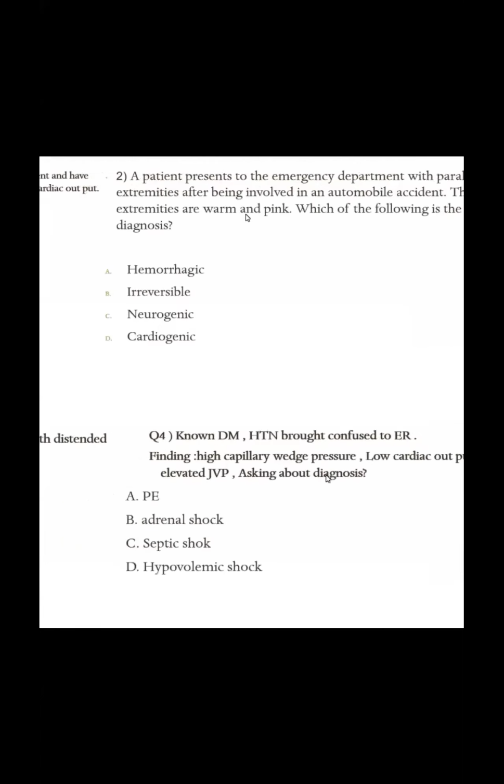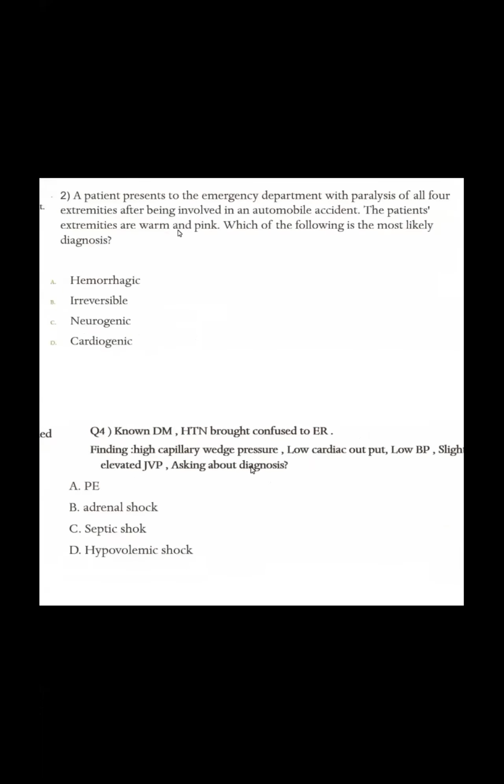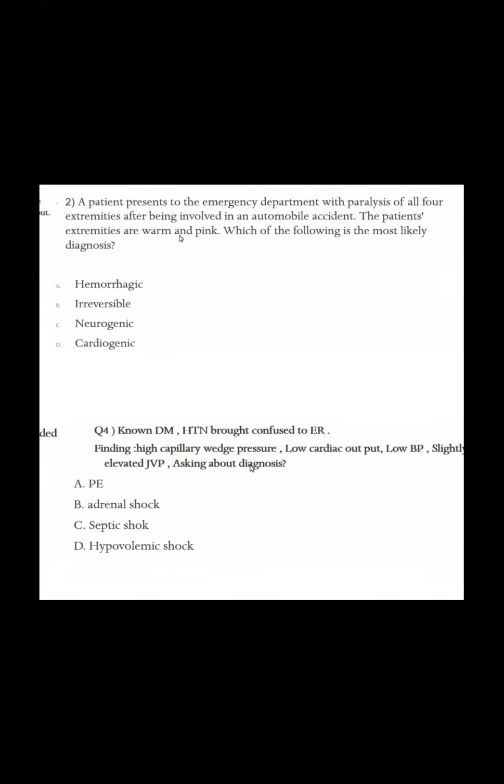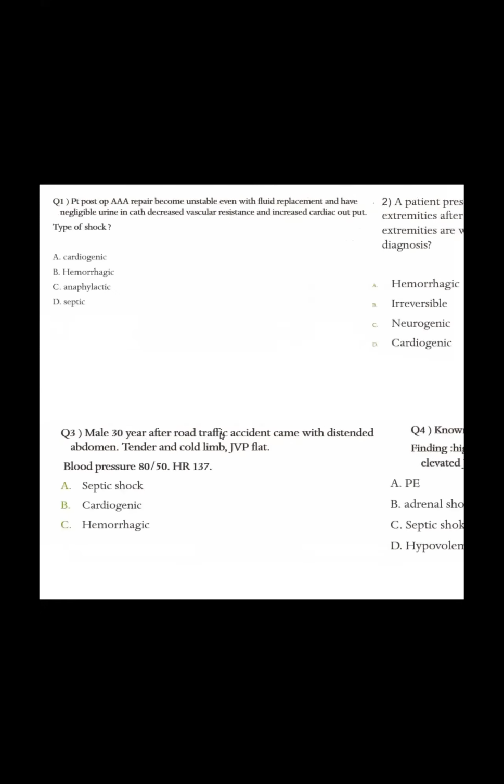Second question, this one. Dr. Kishori, this is question 2. Don't do it wrong. A patient presents to the emergency department with paralysis of all four extremities after being involved in an automobile accident. The patient's extremities are warm and pink. Which of the following is the most likely diagnosis? Hemorrhagic, irreversible, neurogenic, cardiogenic? Because warm and pink, it is related to neurogenic and septic shock. Ma'am, this is neurogenic shock. Excellent. Yes, it's neurogenic.